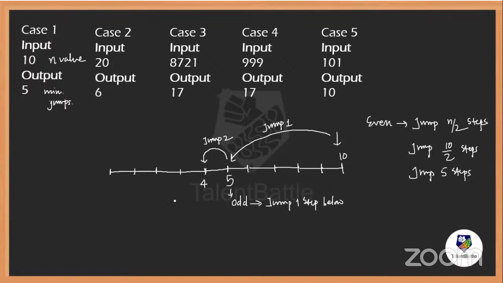Now my n value becomes 4, which is even. As it is even, again, we have to follow the criteria that we have to jump n by 2 steps. And 4 by 2 means 2. Means you will go directly here. This is my jump 3. Got the point? So this is the logic of the provided problem statement.